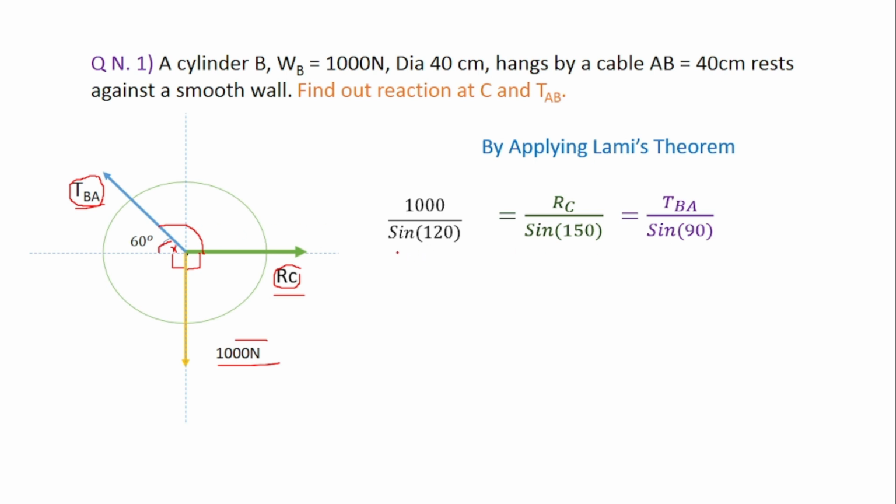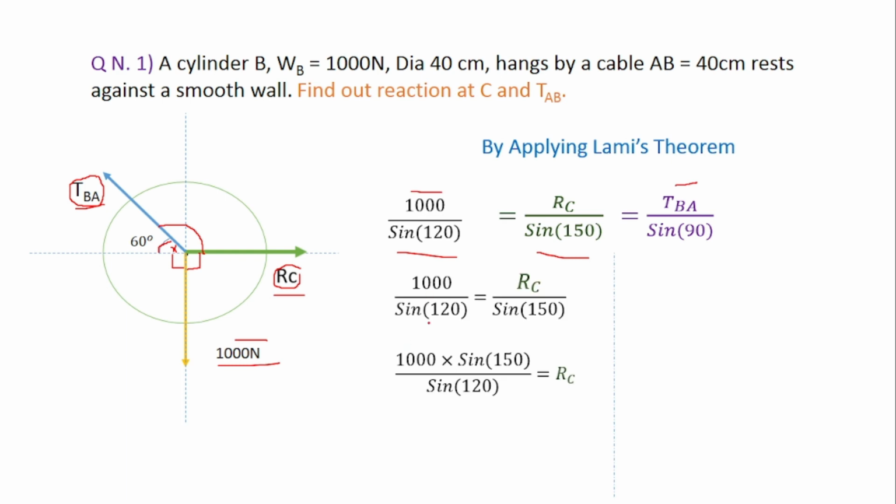Now we'll compare this value with this value. So 1000 divided by sine of 120 is equal to RC divided by sine of 150. To calculate RC, we should multiply sine 150 to the left hand side. So it becomes 1000 into sine of 150 divided by sine of 120, which is equal to RC. Now the value of RC is equal to 577.3 Newton.